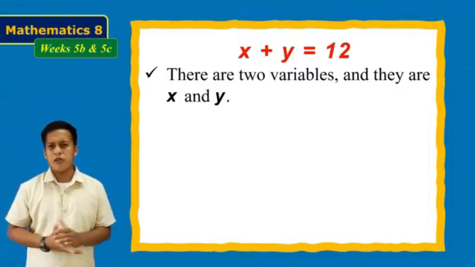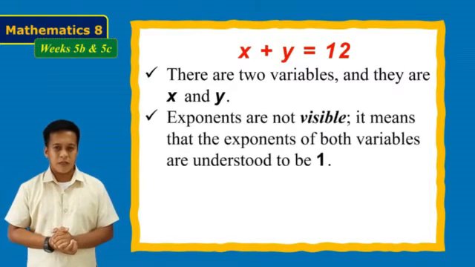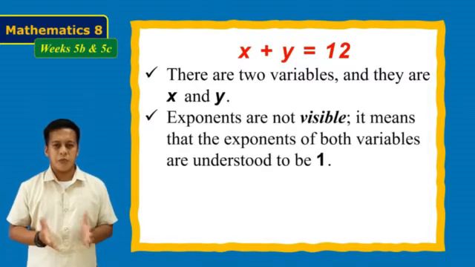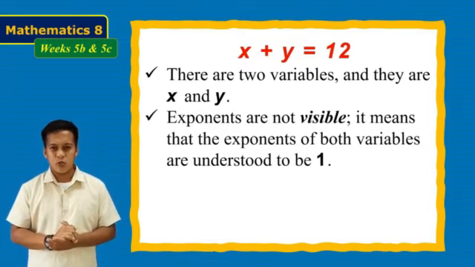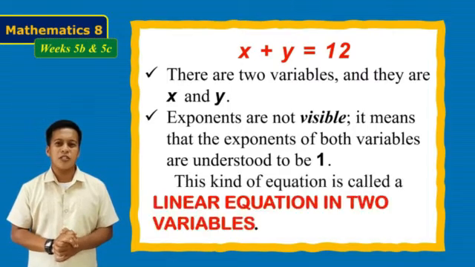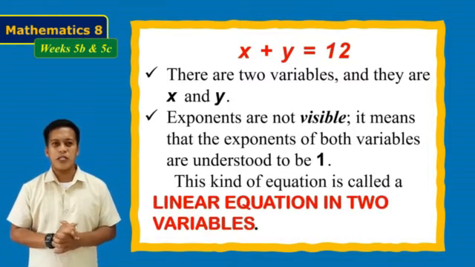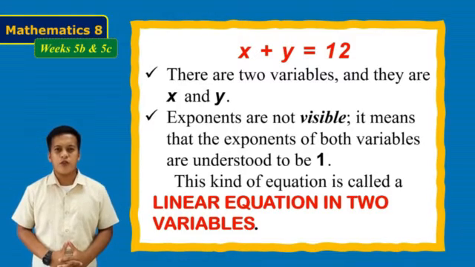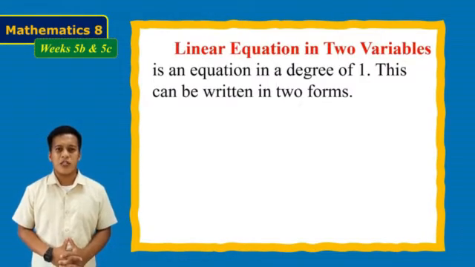What do you observe about their exponents? The exponents are not visible. It means that the exponent of both variables is understood to be 1. This kind of equation is called linear equation in 2 variables. Linear equation in 2 variables is an equation in a degree of 1 that can be written in 2 forms.